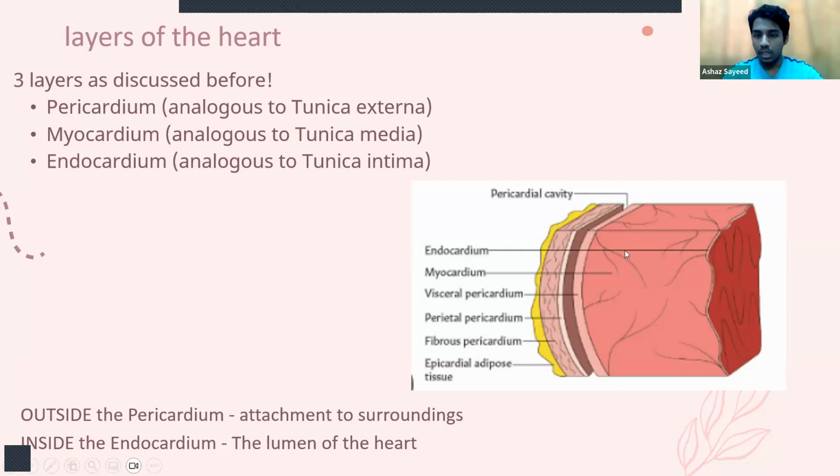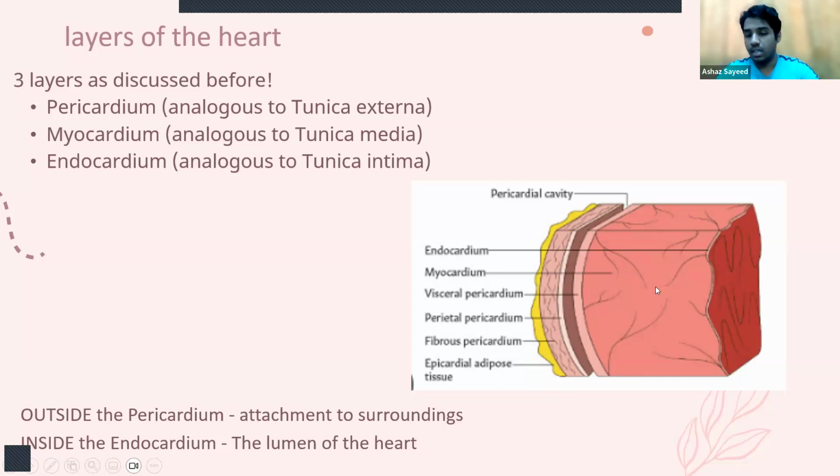Here you can see an image of all the muscle layers in the heart. The yellow thing you can see over here, that's the epicardium. It's above the pericardium, and it's just adipose tissue. It fixes it on the surrounding surfaces. Then you have the pericardium. Under this yellow tissue layer, you have something called fibrous pericardium. Under that you have parietal pericardium. Then you have the pericardial cavity. Then you have the visceral pericardium.